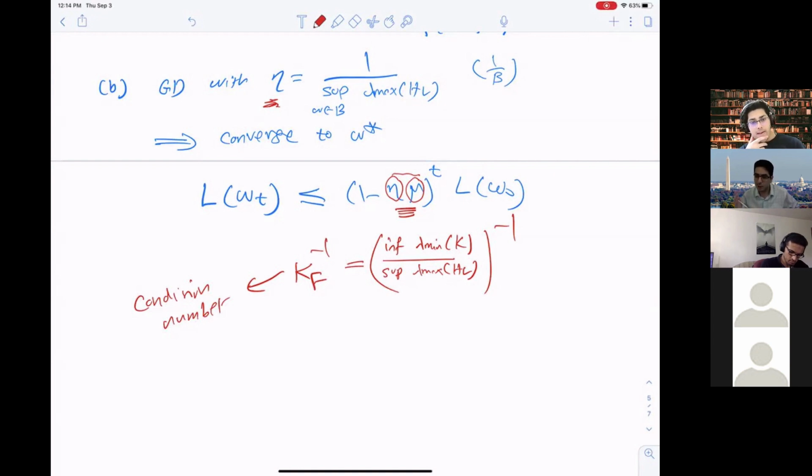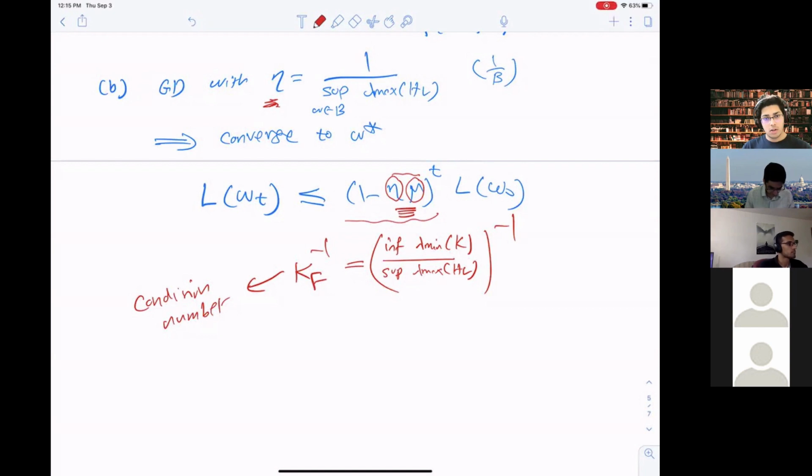On the other hand, if my condition number is very, very large, let's say it is like 1 million, so the inverse of that is going to be very, very small. So this number is going to be very close to 1. In other words, when you are doing gradient descent update, your loss, roughly speaking, is going to be the same. It's going to decrease very, very slowly. So having a condition number that is close to 1 is going to be very important.